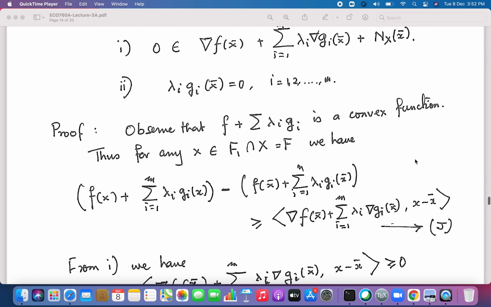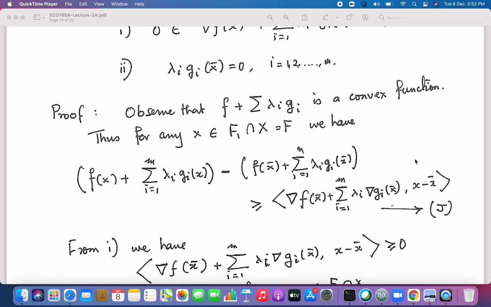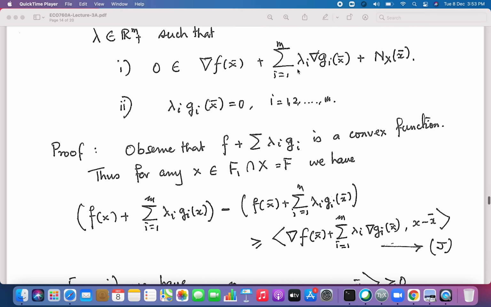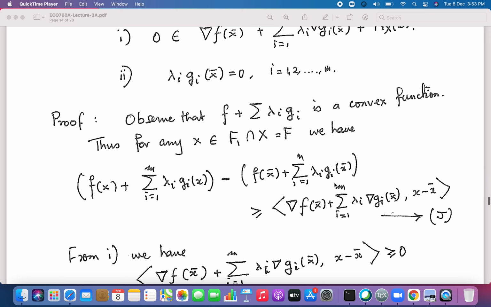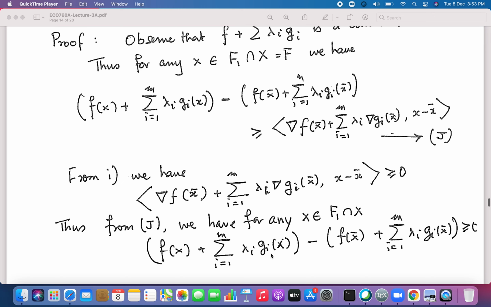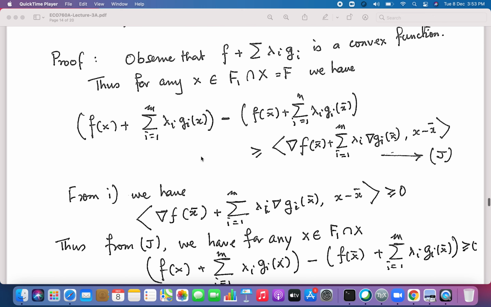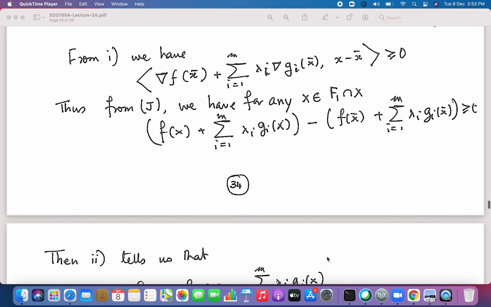Okay. Now what happens? So the negative of this inner product with x minus x bar is less than or equal to 0, because the first condition tells us that the negative of this full vector is in the normal cone. So this thing would become non-negative. So then what would happen? I will immediately have this condition that the difference of these two is greater than or equal to 0.